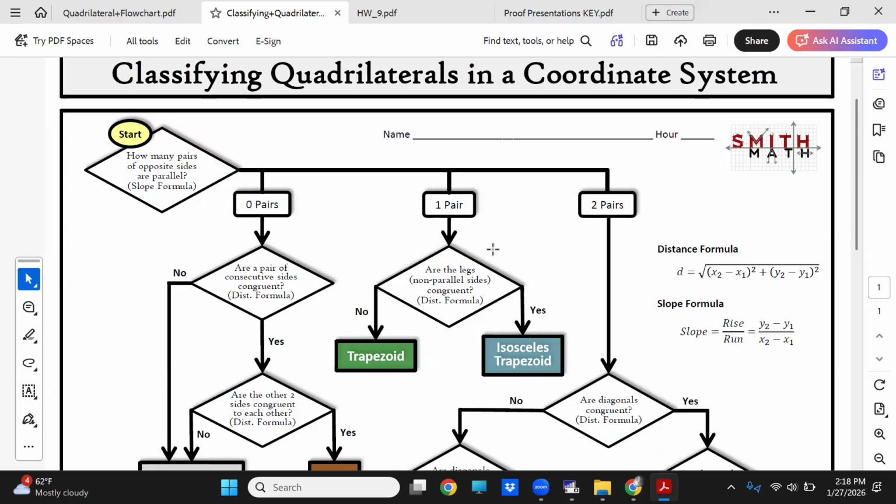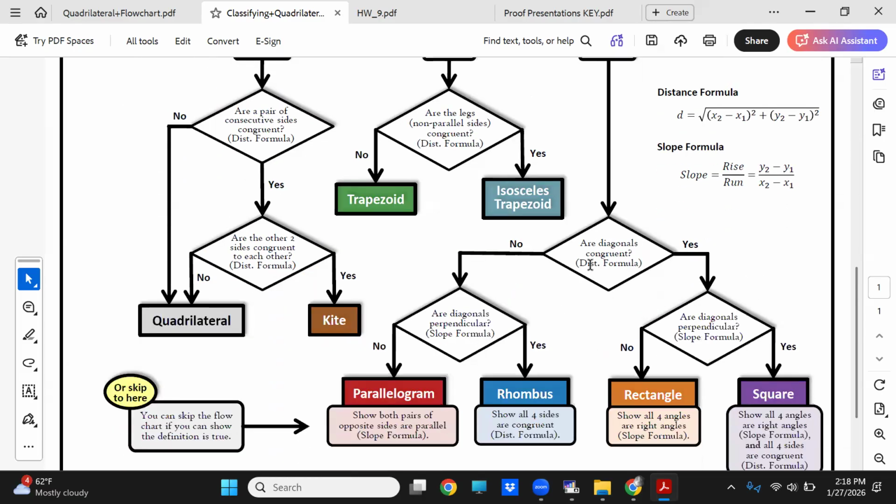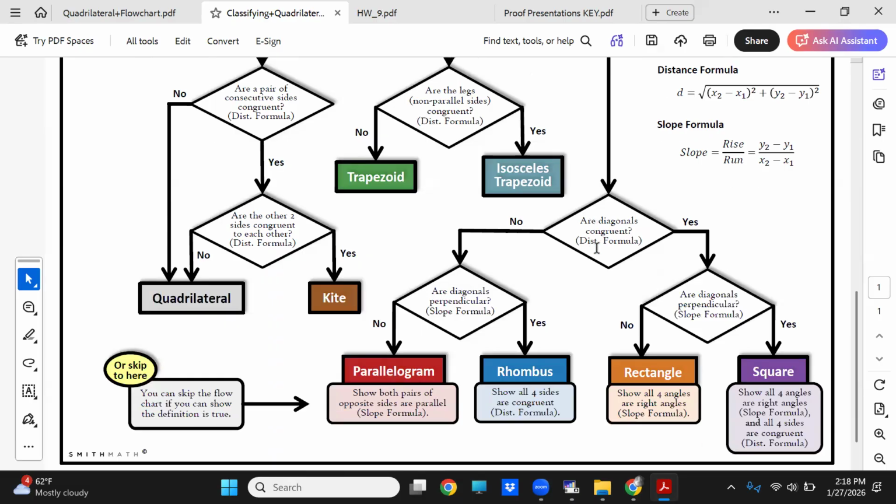If you have two pairs of opposite sides that are parallel, then you have to ask yourself, hey, are the diagonals congruent? If they are, then you know you have a parallelogram. You could potentially have a rectangle or a square. If diagonals are congruent and the diagonals are perpendicular, that's a square. If they're not, that's a rectangle. If diagonals are not congruent, but they're perpendicular, that'd be a rhombus. Because when you have a rhombus, diagonals will not be congruent. Or if they're not congruent and also not perpendicular, you have a parallelogram.